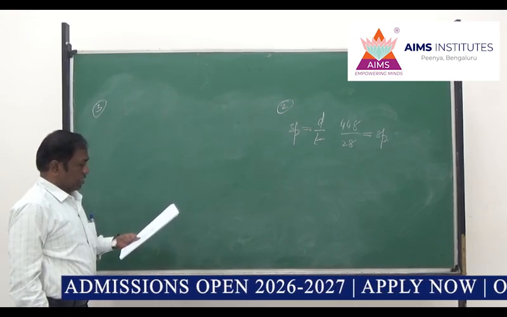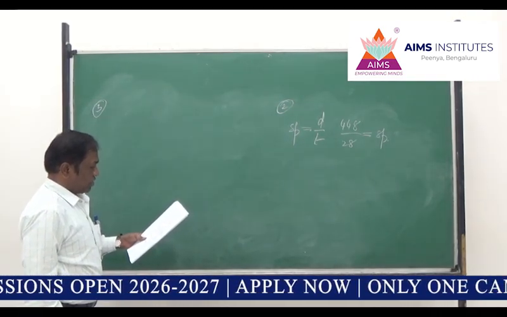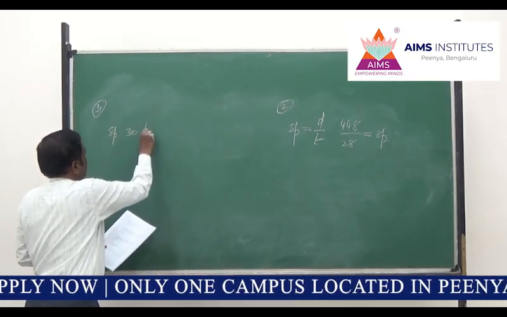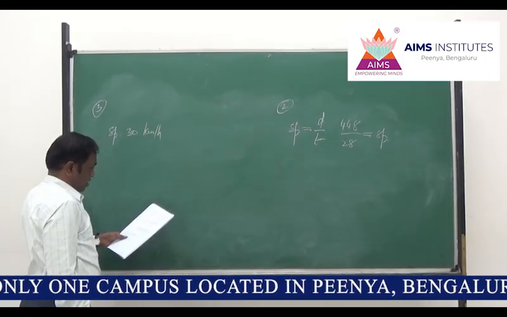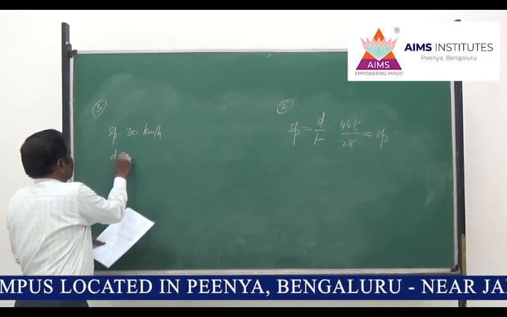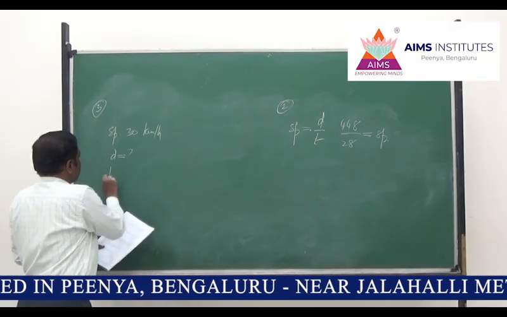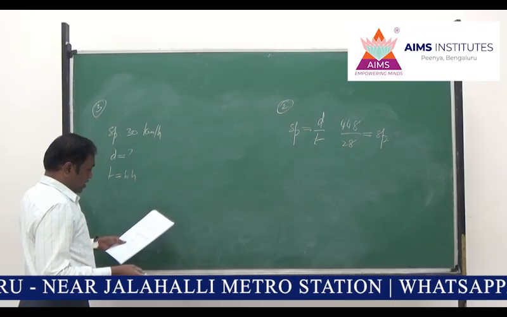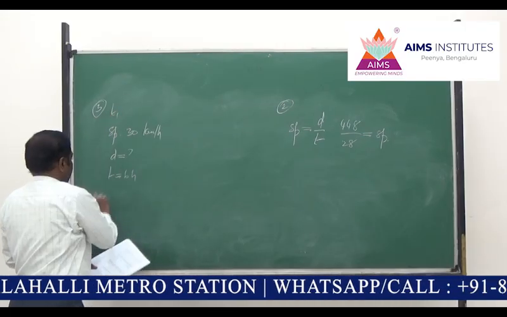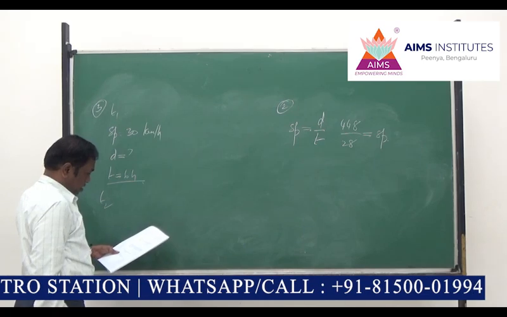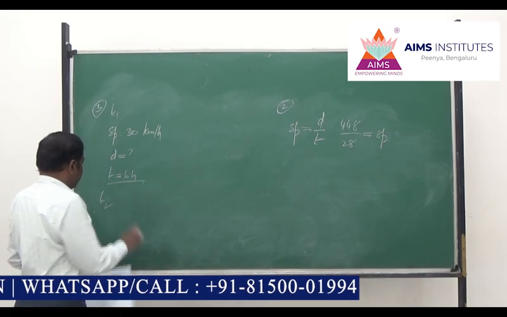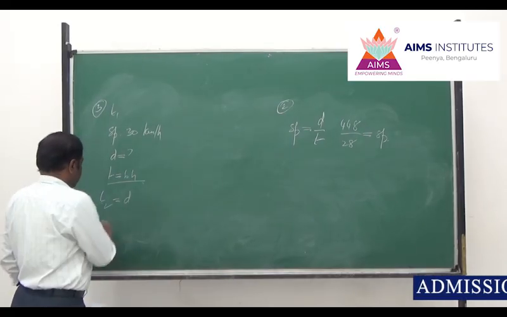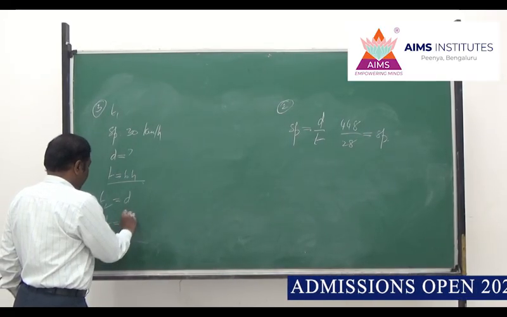Three. A train running at the average speed of 30 kilometers per hour covers a distance in 6 hours. Speed is 30 kilometers per hour, covers a distance in 6 hours. Time is given, 6 hours. The speed of another train, this is train 1, train 2. Another train covers the same distance, D is the same, in 5 hours. Time is what? 5 hours.